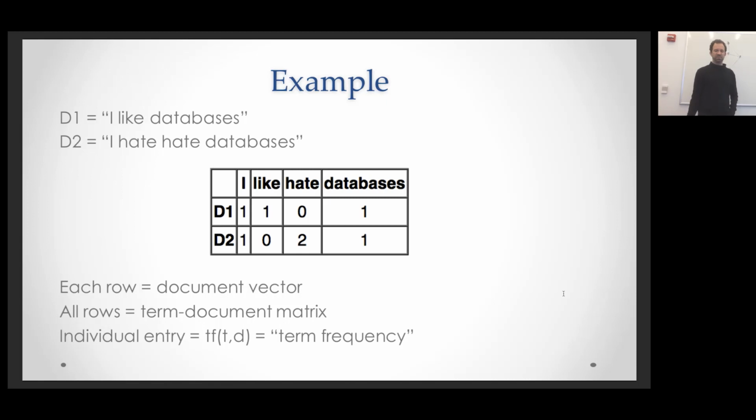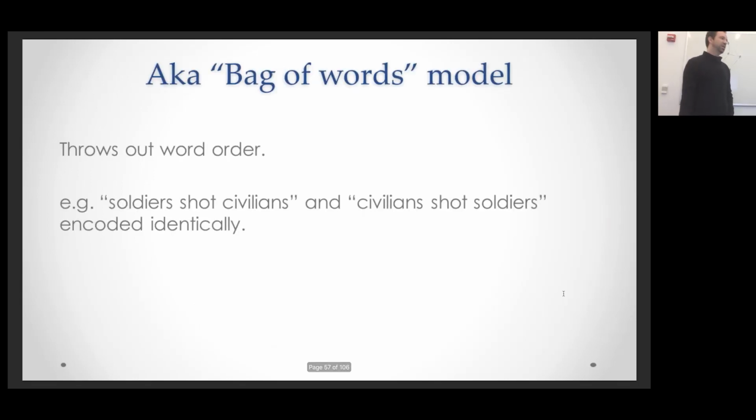And here's a couple examples. This is what it looks like with two sentences, and you get this matrix. This matrix is called the term document matrix. An individual entry, which is indexed by term and document, is called term frequency. In this case, it's not actually term frequency, it's term counts. But divide the first row by 3 and the second row by 4, and you get term frequency. So this is the TF part of TF-IDF.